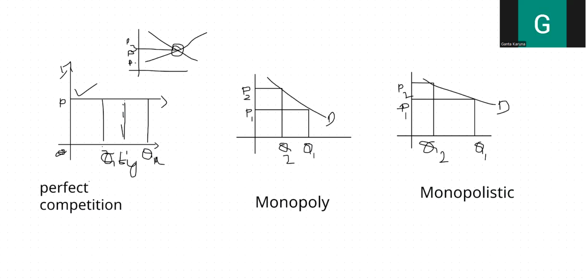So for that reason they can go to that extent. So it's always unpredictable, uncertain. We cannot go for deciding the oligopoly graph. Hope it is clear for you all.